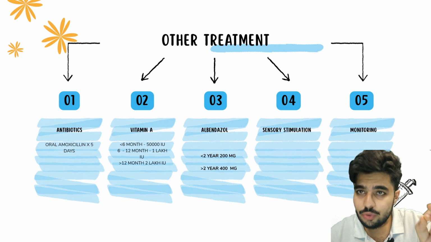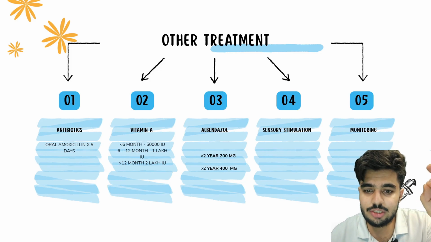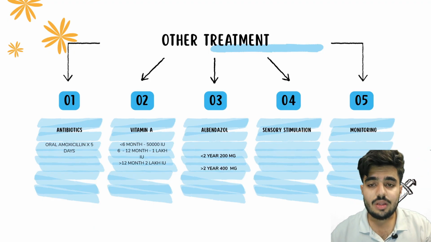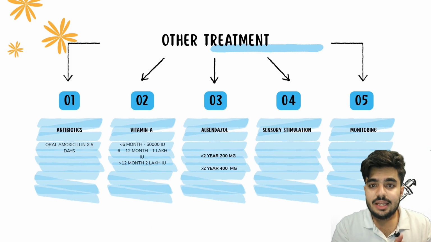If it is a less than 2 years old baby, we give 200 mg. 2 year old child, we give 200 mg. If it is more than 2 years old, we give 400 mg. Then there will be sensory stimulation, and the monitoring should be there. So with this, we conclude the uncomplicated SAM management.